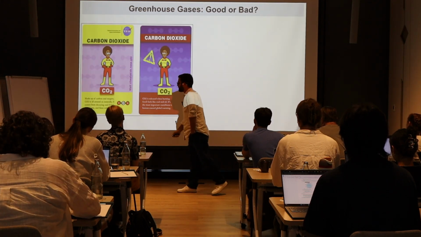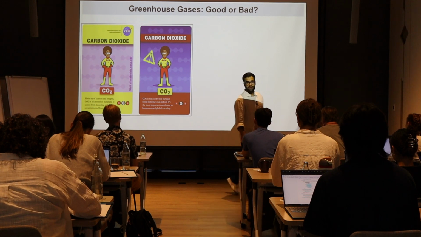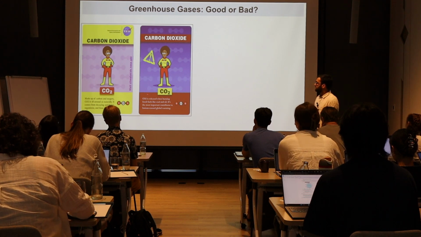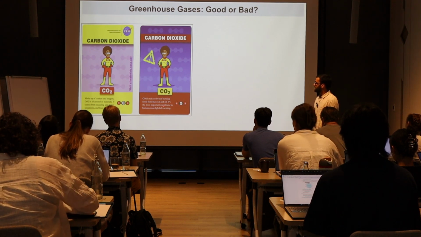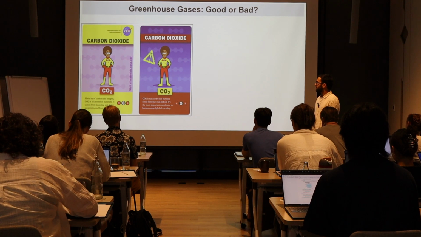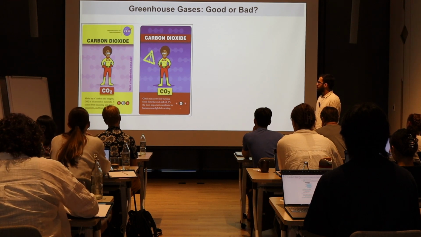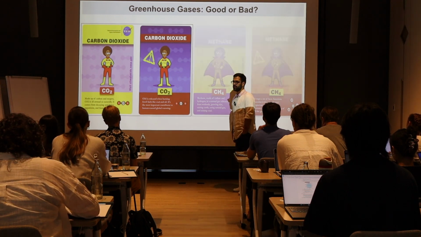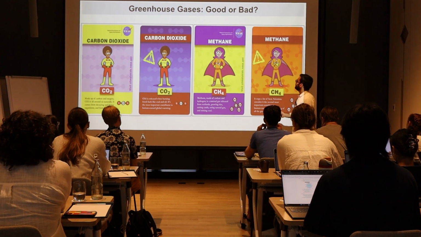Okay, here's the carbon dioxide. It's a naturally occurring molecule in the atmosphere. And the source of this is the burning of fossil fuels like coal and oil, the most important contributor towards human-caused global warming. Then you have the methane.